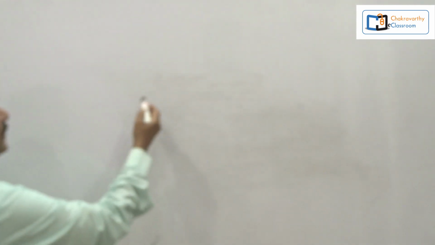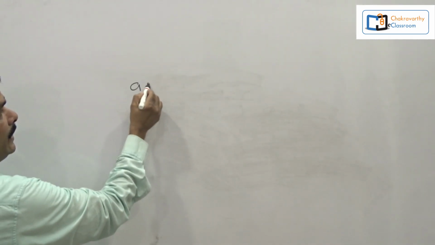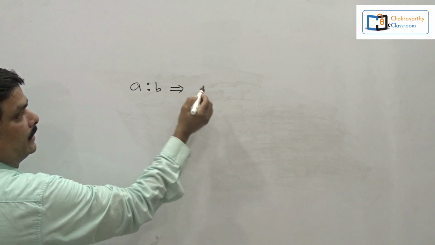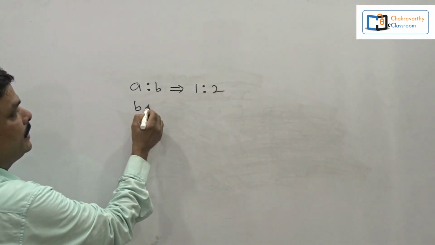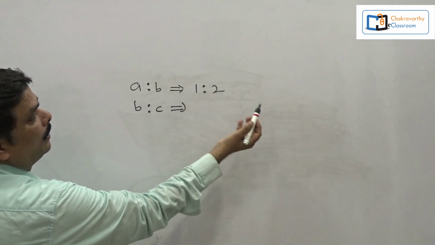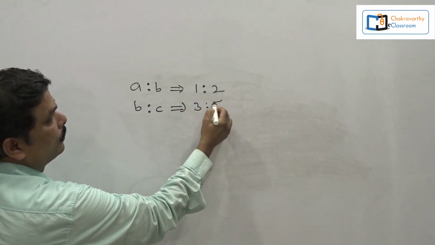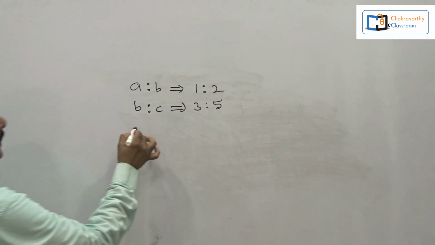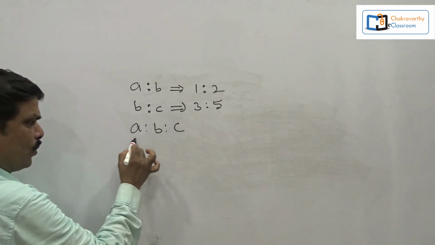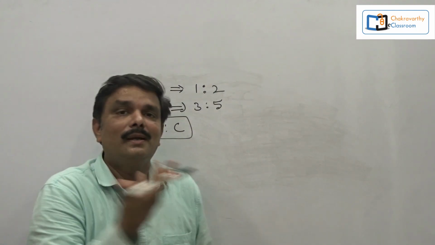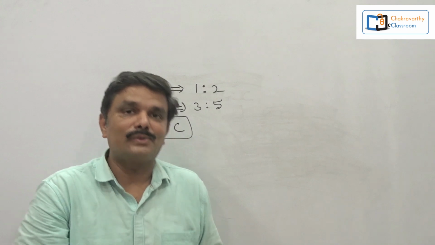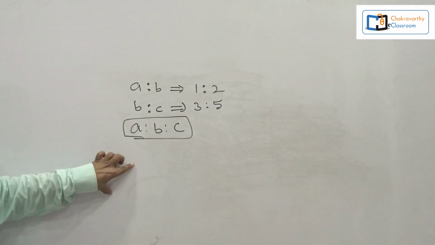Suppose, but before going for extension of this one, I'll give you one more basic. After that, we'll go for this one. Suppose if they have given like this, A is to B is equal to 1 is to 2, for example. And again, they have given B is to C is equal to, let's take 3 is to 5. Then what is A is to B is to C? Most commonly asked questions. Direct question. Nowadays they are not asking directly like this, but you can use this concept to solve many advanced level questions.